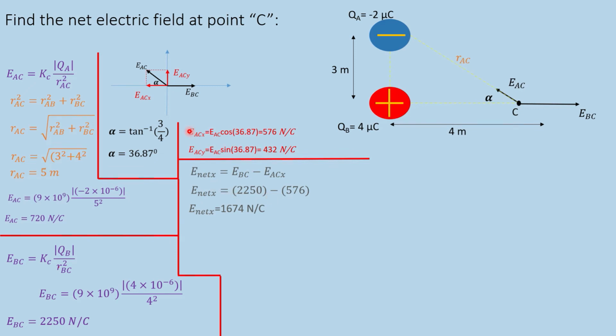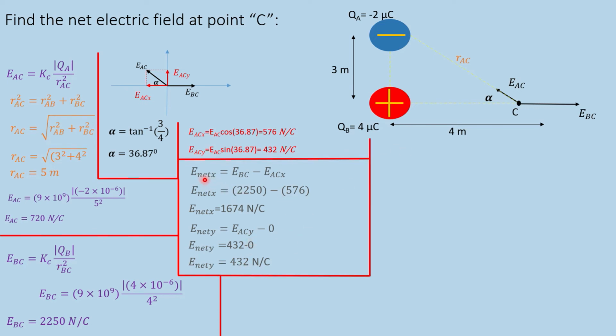Now for E net y, we check the y-axis. We have EACY going along the positive y-axis and nothing along the negative y-axis, so E net y, or the resultant electric field along the y-axis, is EACY minus 0. We replace EACY, which is 432, minus 0, and we get 432 newtons per coulomb.